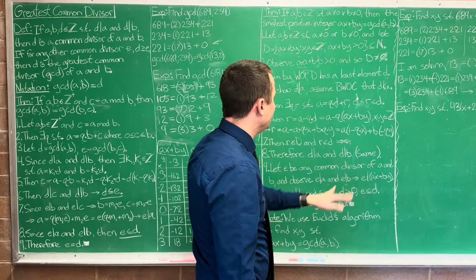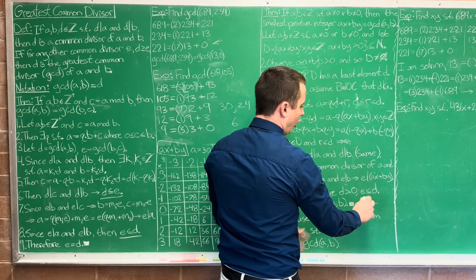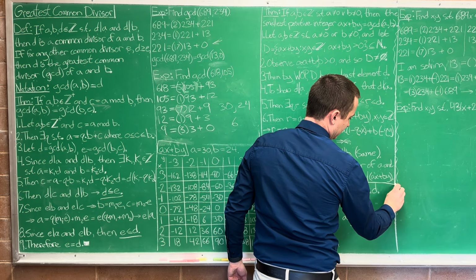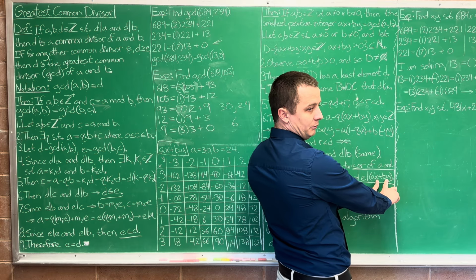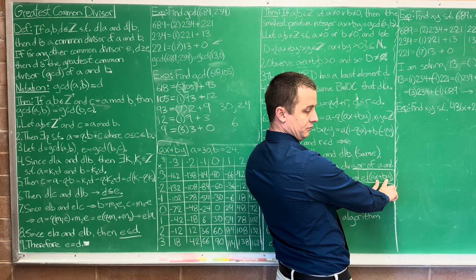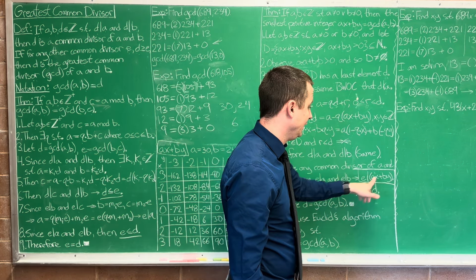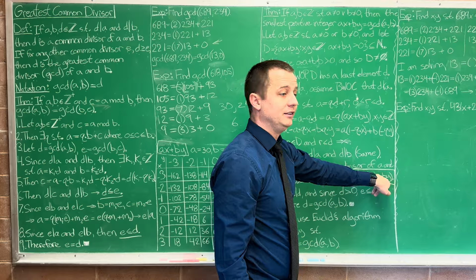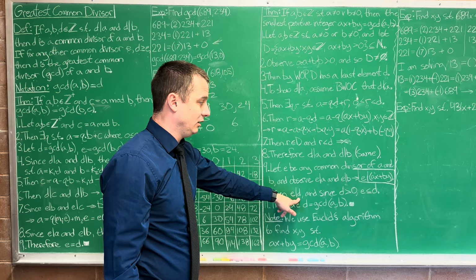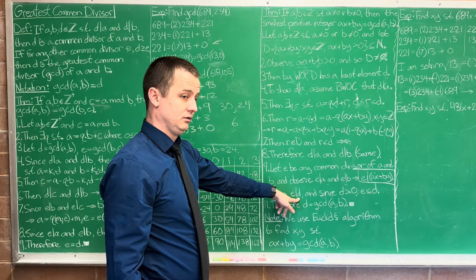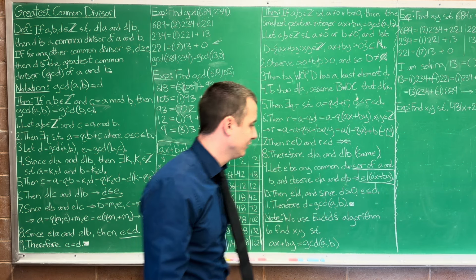But anyways, let E be any other common divisor, which means that E divides A and E divides B. Now, this is a homework problem that you guys did a while ago. But if E divides two numbers, then E divides any linear combination of those two numbers. D is a linear combination of those two numbers. So then E divides D. And since D is greater than 0, E has to be less than or equal to D.